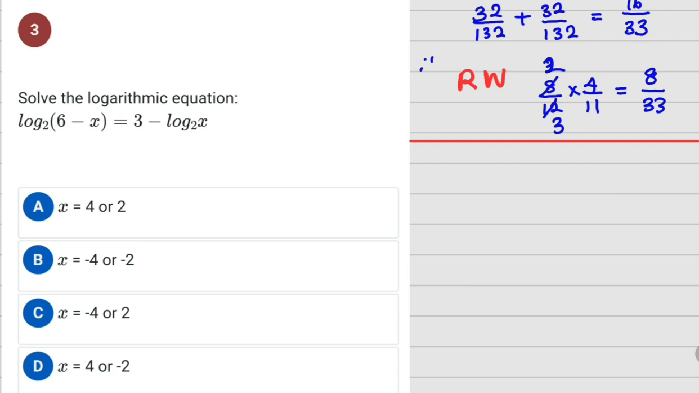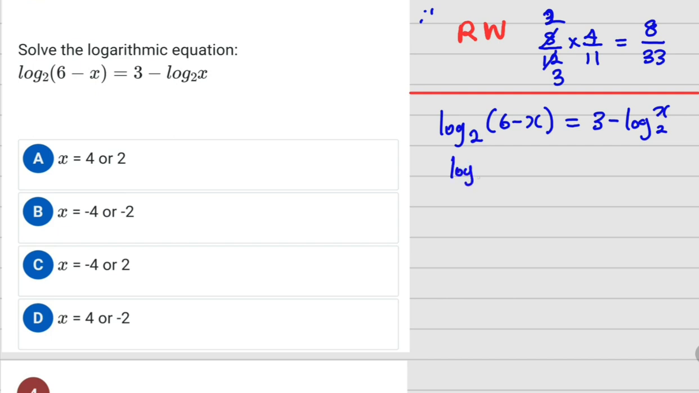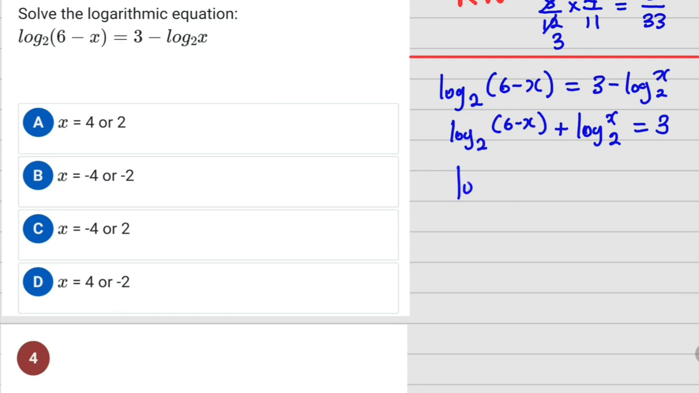Now, this third question says we should solve the logarithmic equation, which is log base 2 of 6 minus x equals 3 minus log of x base 2. What you do here is just collect like terms. So we are going to have log base 2 of 6 minus x, plus log of x, base 2, equals 3. Now, applying the laws of logarithms, this is going to be log base 2 of 6 minus x, times x, which equals 3.